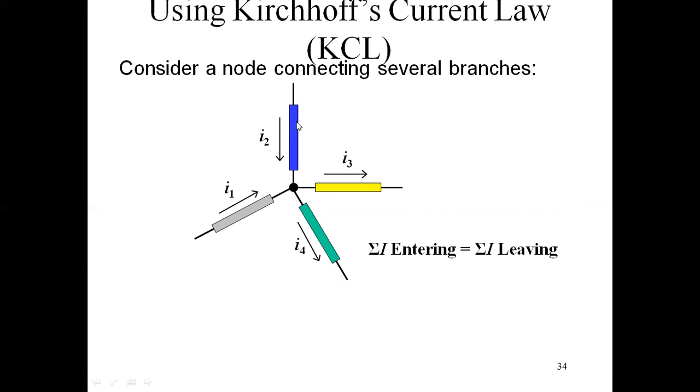let us assume that current I1 is flowing through this branch, current I2 is flowing in this branch, and these two currents I1 and I2 are incoming currents or entering currents in the junction or in the node, while I3 is flowing in this branch and I4 is flowing in this branch. Both are outgoing or leaving currents. So according to KCL, the sum of the currents entering a junction is always equal to the sum of the currents leaving that junction. So here I can say that I1 plus I2 is equal to I3 plus I4, and it is nothing but Kirchhoff's current law.